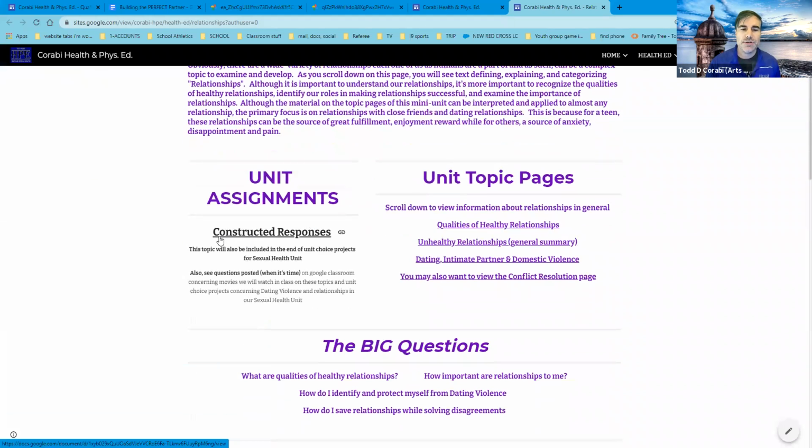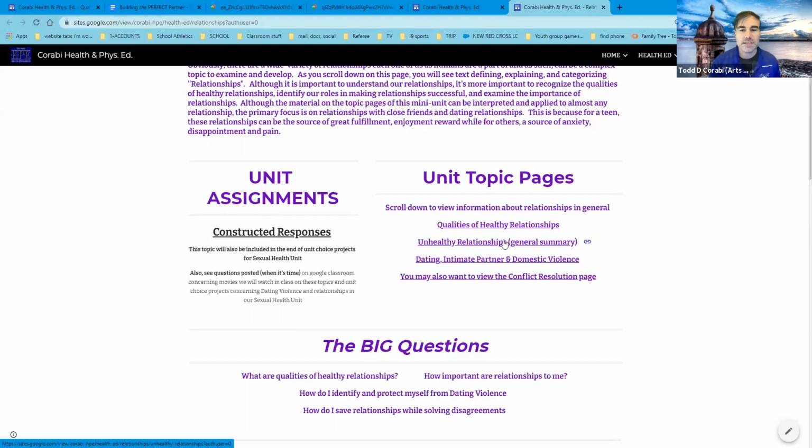When you go down, it says unit assignments. Only constructive responses will be given for this unit. You're going to have, give or take, about a week to do one. And the projects associated with this particular unit are not going to be until the sexual health unit during second report card period. So we're doing content now, then holding off and going into the next section.